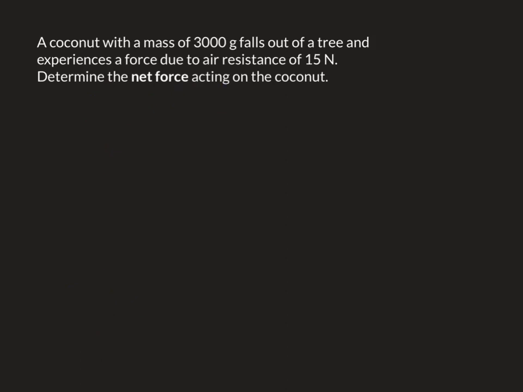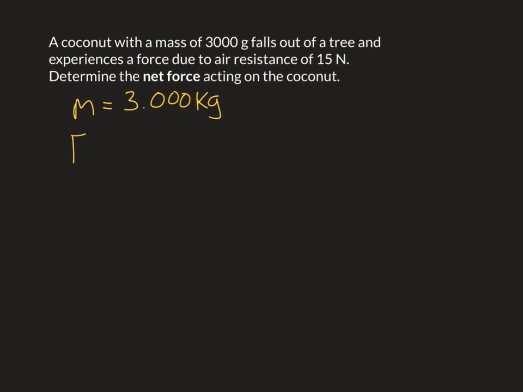So here's what we know. We know the mass of this object, and I'm going to convert grams into kilograms here. We should always use kilograms when we're solving this, never grams. So I'm going to convert this to 3.000 kilograms, keeping the significant digits correctly. I know that the force of air resistance is 15 newtons. I know that the acceleration due to gravity is negative 9.81 meters per second squared.